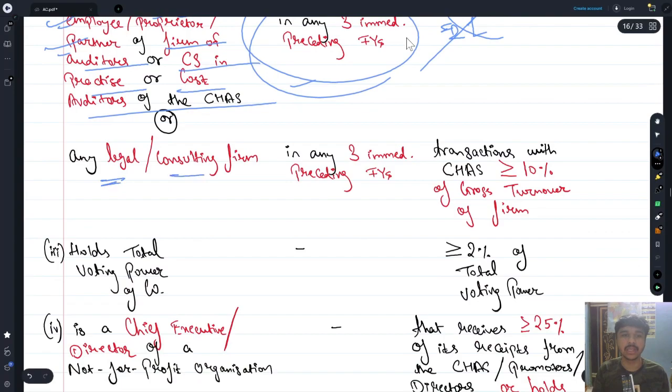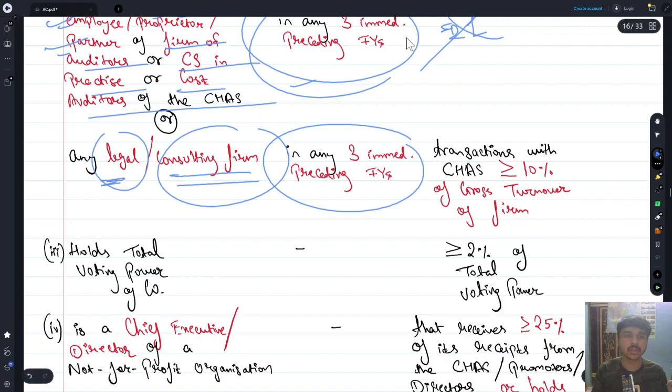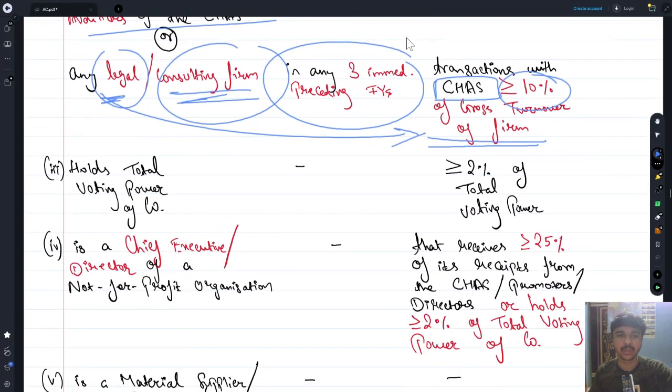And for legal or consulting firms, obviously lawyers or consulting firms are engaged for a specific period of time for a specific project. So in any of the three immediately preceding financial years, if you are associated with a legal or consulting firm, and that firm has transactions with the company, holding, associate, subsidiary of greater than or equal to 10% of the gross turnover of this firm, then bro, get out. You cannot be an independent director. So anyway guys, this is clear, okay?